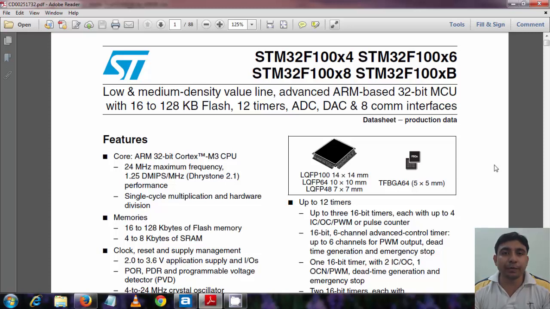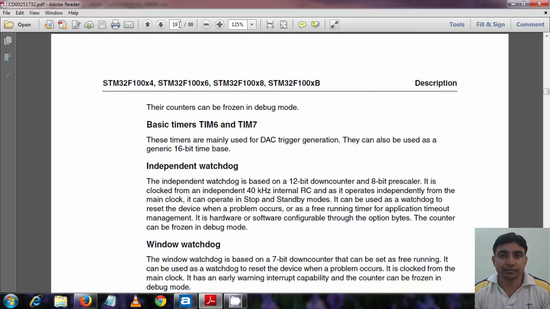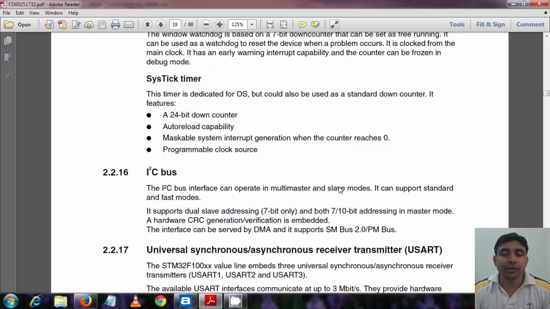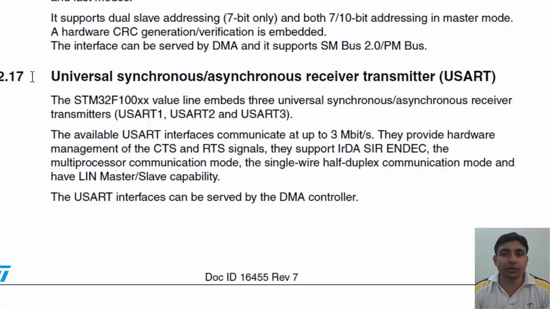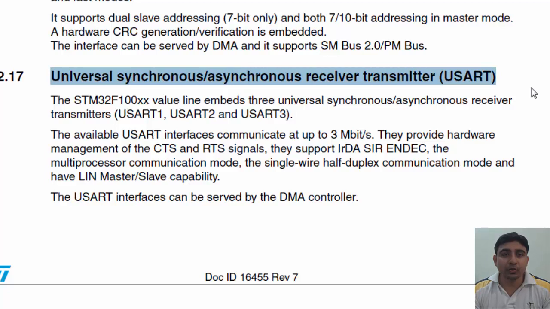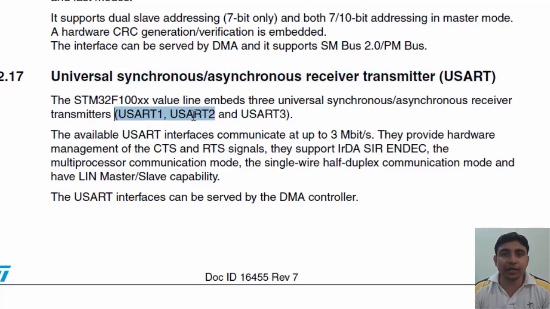Now if you go to page number 19, you can see here there is a section for UART. You can see written that in this microcontroller we have 3 UARTs: UART 1, UART 2, UART 3. So we can choose any one.